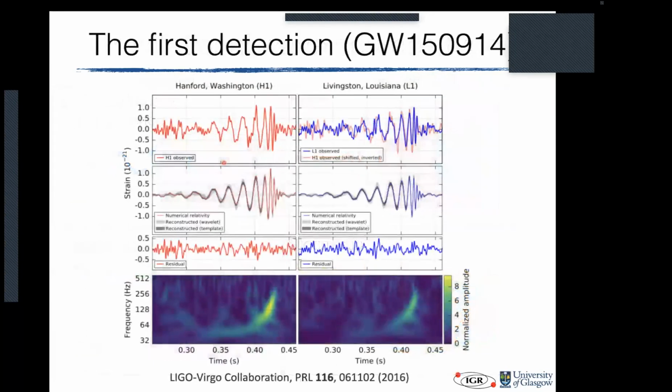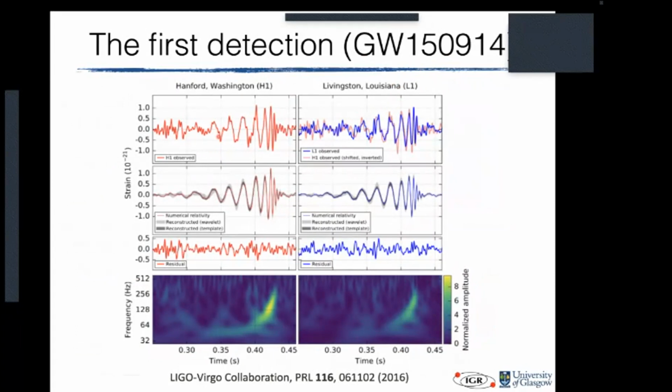Okay, so let's talk about the first detection. The first detection looks like this. This is GW150914, as we like to call it in the field. This is the signal from the Hanford detector, and this is the signal that was observed by the Livingston detector.